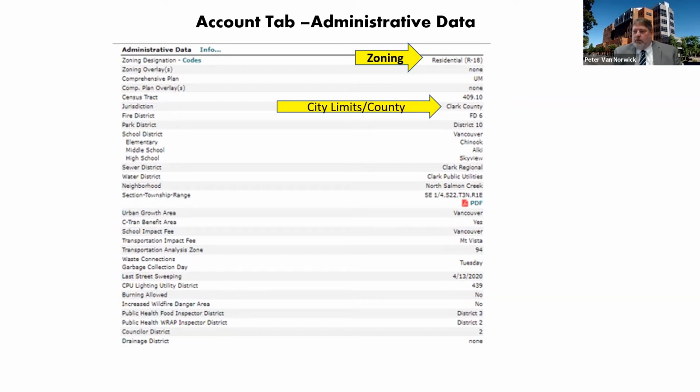If my property was in the city of Vancouver, even though I have a Vancouver address, my jurisdiction is actually in Clark County. And so if different people want to do stuff on their land, the city and the county have different requirements for ADUs and different things. So it's important to know what your buyers want to know and what jurisdiction they're in.